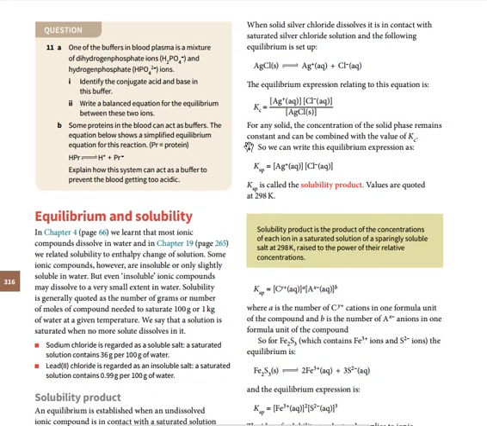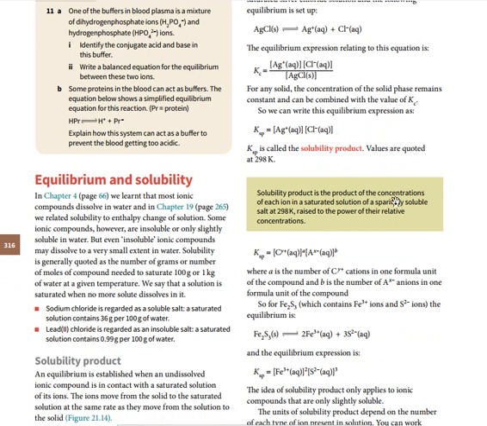So now this is going to be the Ksp. Since the concentration of solid silver chloride is 1, Ksp equals the concentration of silver ion times the concentration of chloride ion. This is called the equilibrium expression for the solubility product. The solubility product is the product of the concentrations of the ions in a saturated solution of a sparingly soluble salt at 298 Kelvin, raised to the power of their relative concentrations.